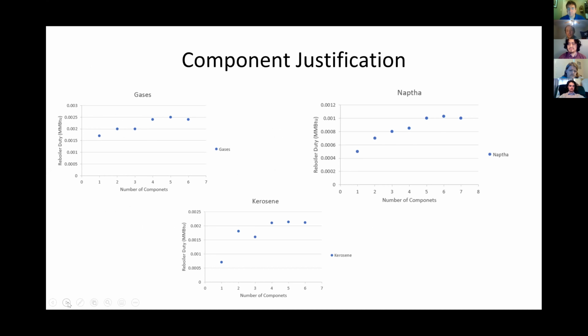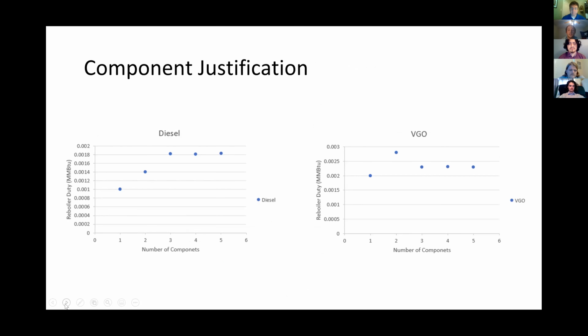And so for our component justification, we took each cut fraction and put each component into a distillation column, added them into the column, and where it leveled off is the number of components that we use. So as you can see, the gases leveled off around 4 components. The naphthas leveled off around 5, and kerosene leveled off around 4 again. And then diesel leveled off around 3, and VGO leveled off around 3 as well.